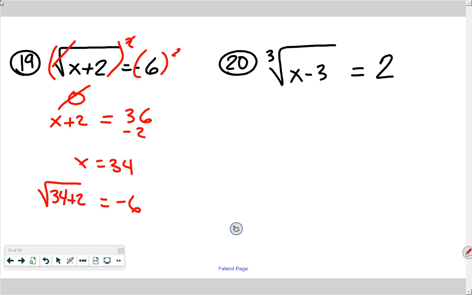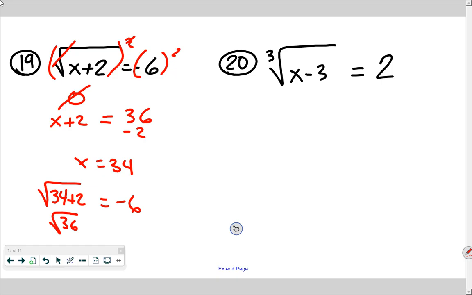So that was my original equation. If I replace the x with 34, 34 plus 2 gives me 36. And does the square root of 36 equal a negative 6? And it would be a no. All right, next one.